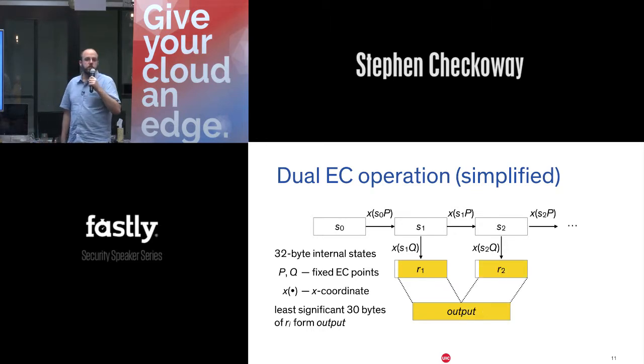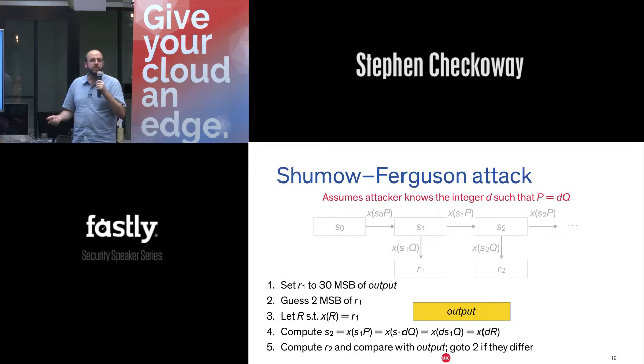So what Shumow and Ferguson discovered and revealed to everybody during the Crypto 2007 rump session was that if the attacker knows the relationship between P and Q, and by that I mean if the attacker knows an integer d such that P is equal to d times Q, then there is this pretty simple attack that can be performed to recover the internal state of the generator.